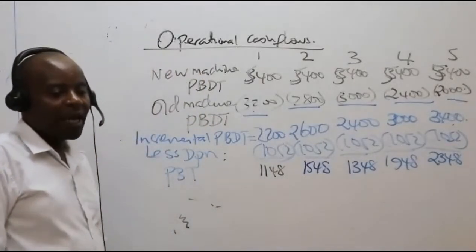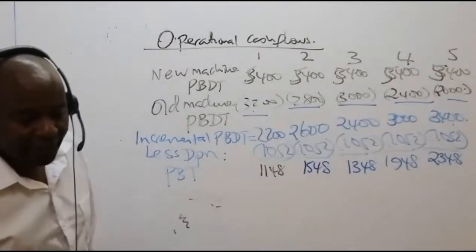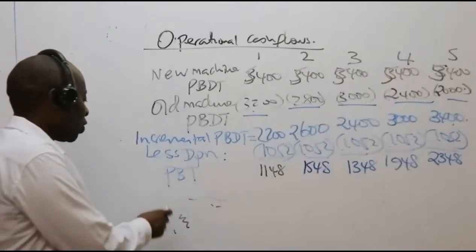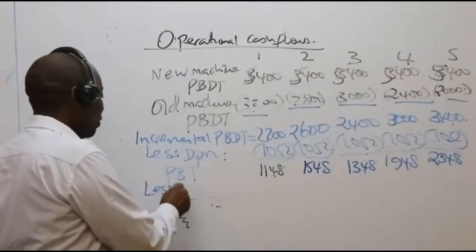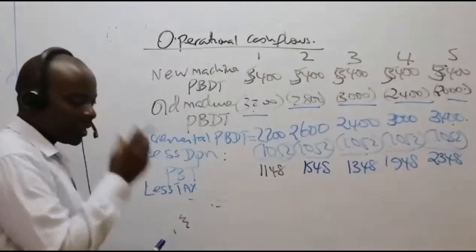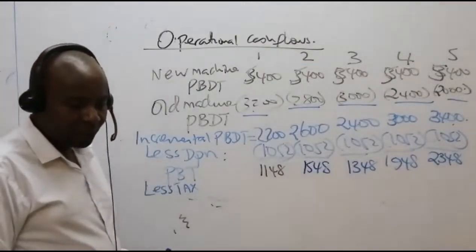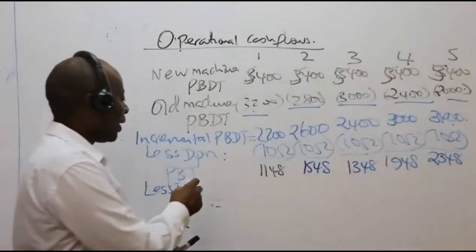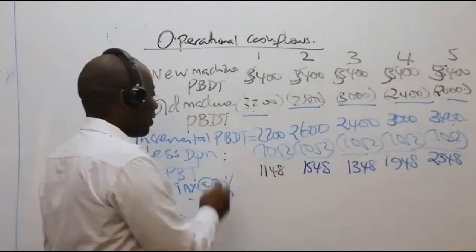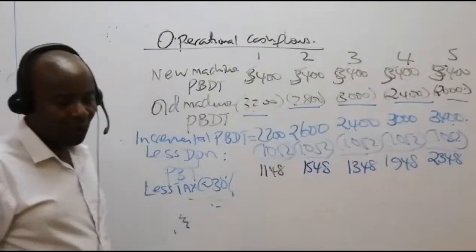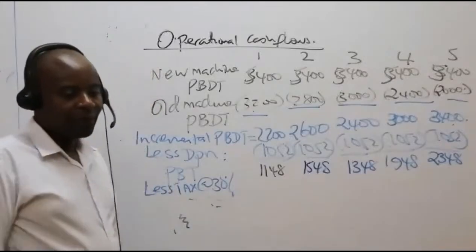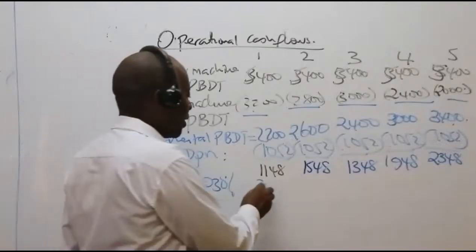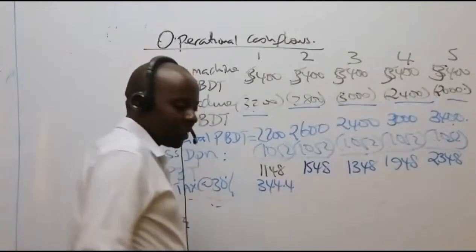The next thing itakuwa ni gani, somebody? We less tax. Thank you very much. So less taxation. They have given us the rate, a rate of 30%. So 30% of 1148 gives me what figure? 30% of 1148 gives me 344.4.